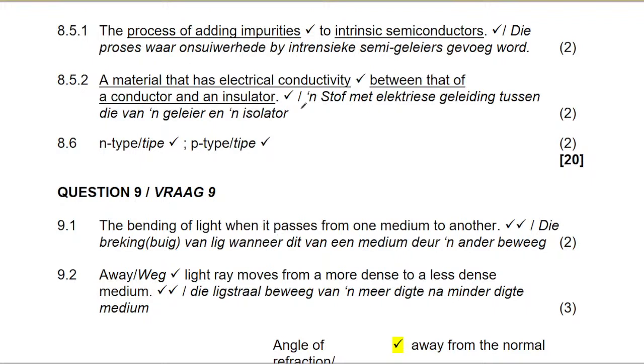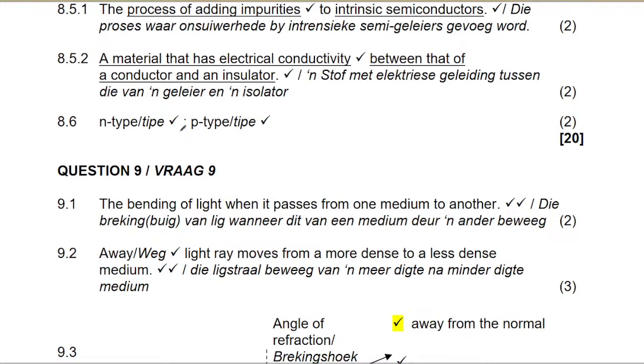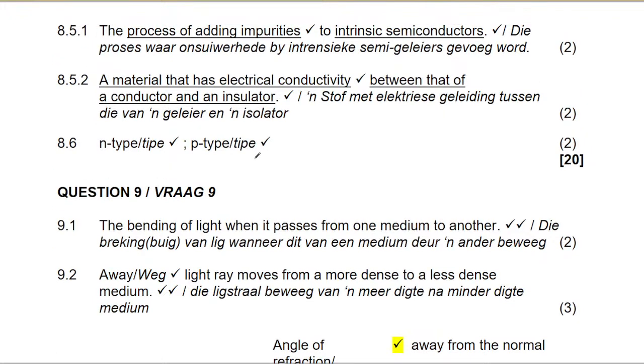So in the second one, define semiconductors: a material that has electrical conductivity, that is 1 mark, between that of a conductor and an insulator. That is the second mark. And then 8.6, write down the names of 2 types of semiconductor. It is N-type and P-type. That will be 1 mark each. For question number 8, it is 20 marks.